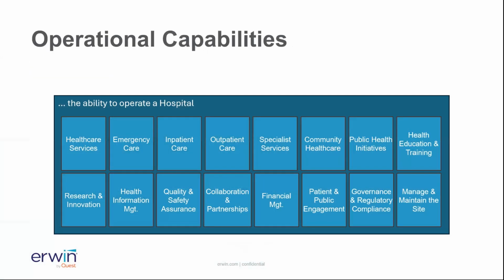So the first thing we need to do is understand the operational capabilities of a hospital. So this is the ability to run a hospital, means we need to have abilities across all of these areas to drive the management of that hospital. We need to have the ability to manage healthcare services, to deliver emergency care, and so on, as part of the operation of that hospital.